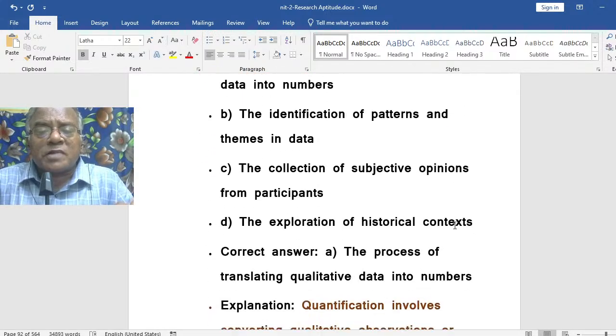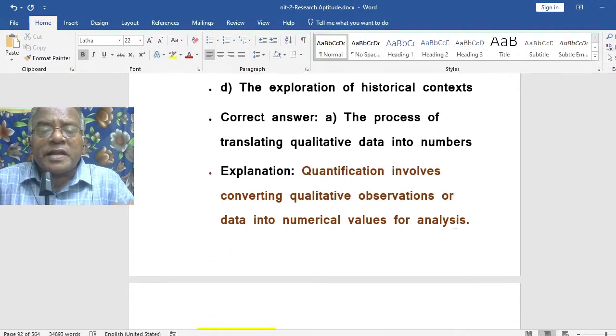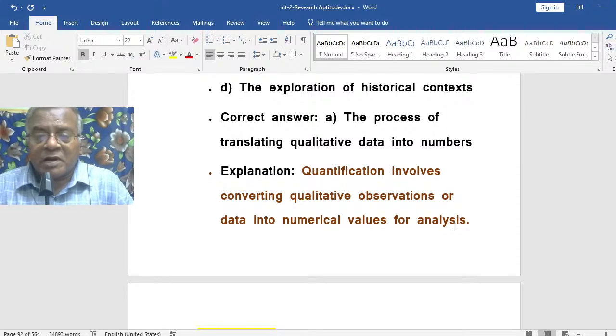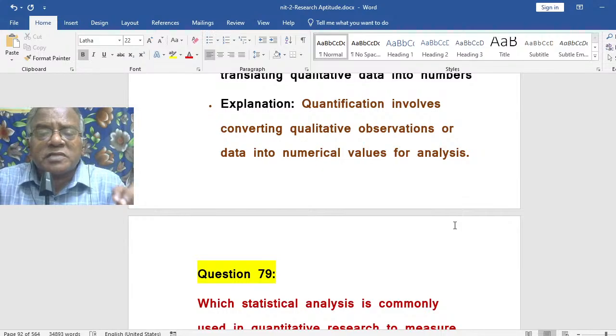That is the process of translating qualitative data into numbers. Sometimes you need to do it even in qualitative research. To some extent, to a small extent, you have to use quantification for the sake of comparison between the phenomena. So you are translating qualitative data into numbers, even in qualitative research, or at the end perhaps. So quantification involves converting qualitative observations or data into numerical values for analysis.